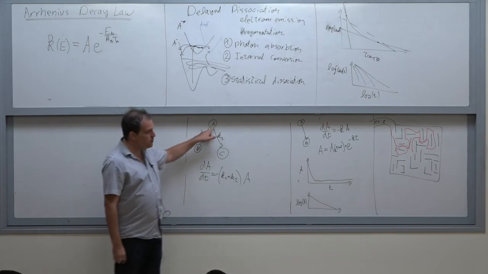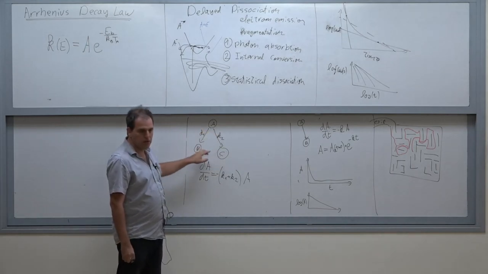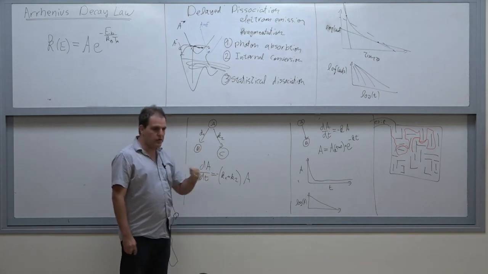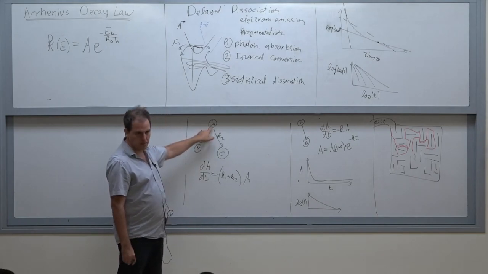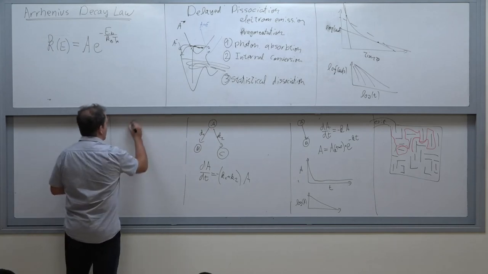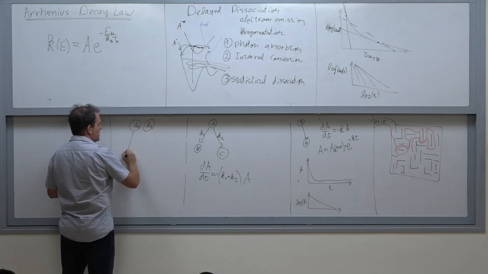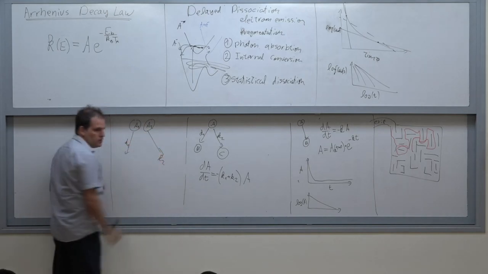Yeah, if you start from a single state, then even if you can decay by different channels, it's still a single exponent. Okay? When do you have more than one exponent? When you don't start from a single state. Okay? For example, if you start from A1 and A2, and this decays with one rate, k1, and this decays with a different rate, k2.